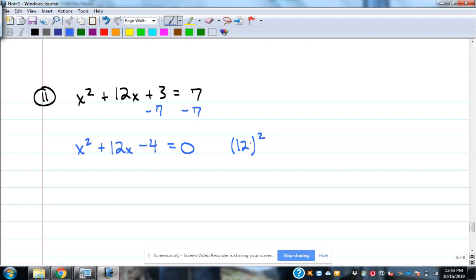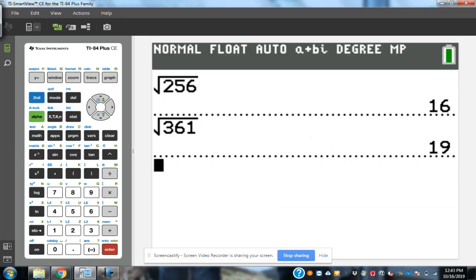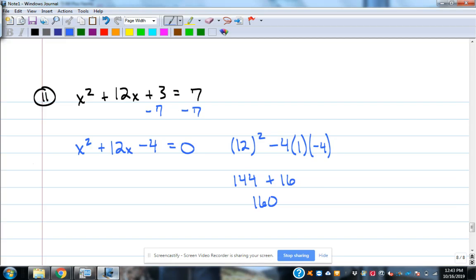So it'd be 12 squared minus 4 times 1 times negative 4. 144 plus 16 is 160. Is that a square number? 160 is a square number? Square root of 160 is definitely not a square number. So that tells us that this has 2 real solutions. That's what we know. It means it's going to have a square root left in the answer. That's what that means. Okay?